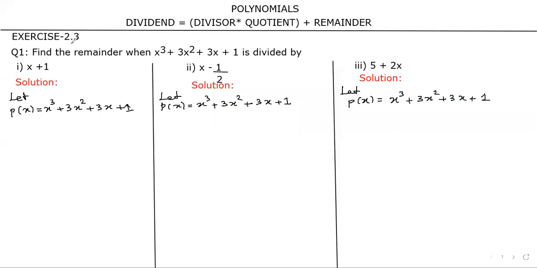We are going to see the exercise 2.3 under the topic polynomials. See, this is the concept here. Dividend equals divisor times quotient plus remainder. We shall go into the question.